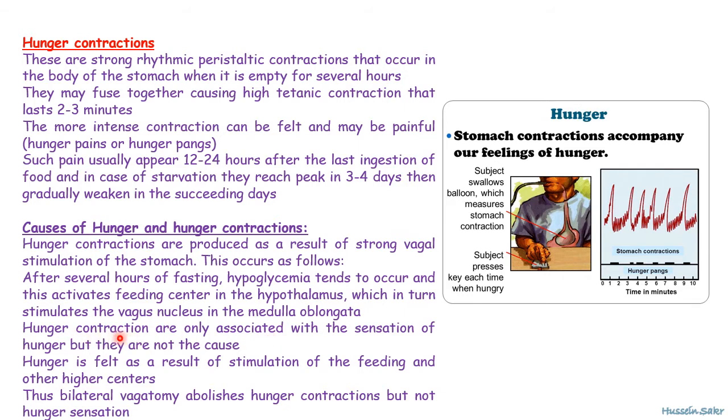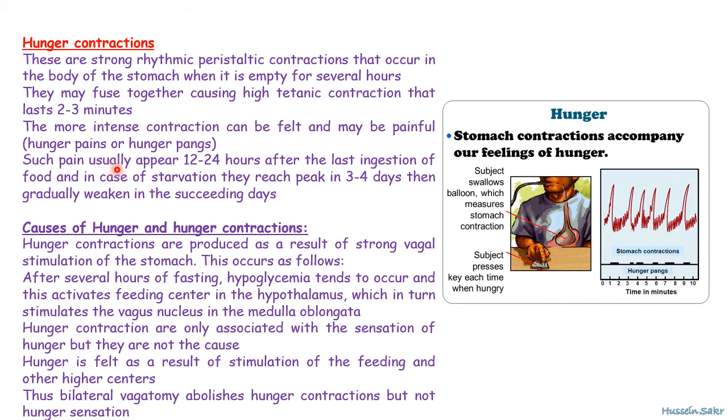So hunger contractions are caused by hypoglycemia stimulating the glucoreceptors of the hypothalamus, which will stimulate the vagus nerve to induce this muscle contraction. These hunger contractions are rhythmic peristaltic contractions occurring in the body of the stomach, and usually occur when the stomach is empty, after 12 to 24 hours after the last meal. Sometimes, in certain situations, these contractions may fuse together, causing high tetanic contractions that may last for 2 to 3 minutes. Usually it is a short time, about a few seconds, and disappears, but it may fuse to form high tetanic contractions that last for 2 to 3 minutes.